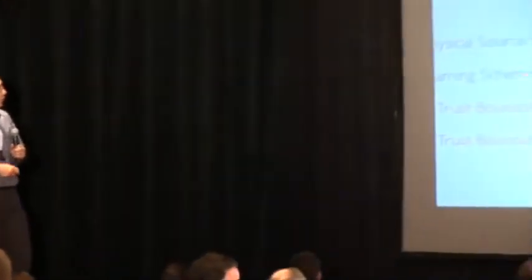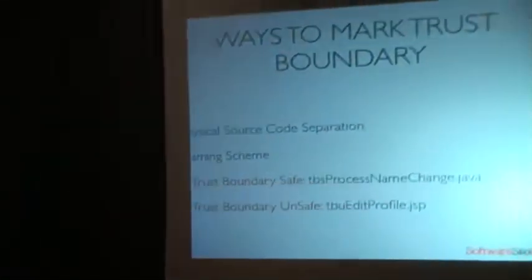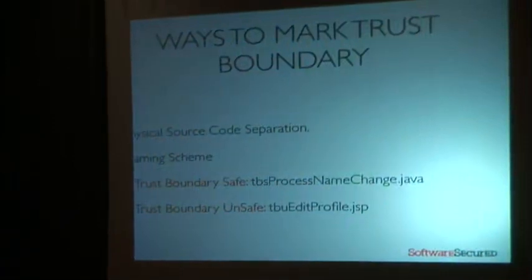For example, I apologize for the screen, physical source code separation. So it might be worth it to separate the code that is inside the trust boundary into different source code, into different physical file system, different folders at least, and the source code outside the trust boundary be on another. So the developer would know just from the path of the file what he is actually looking at.